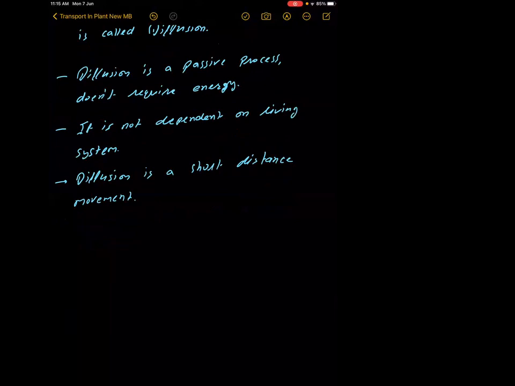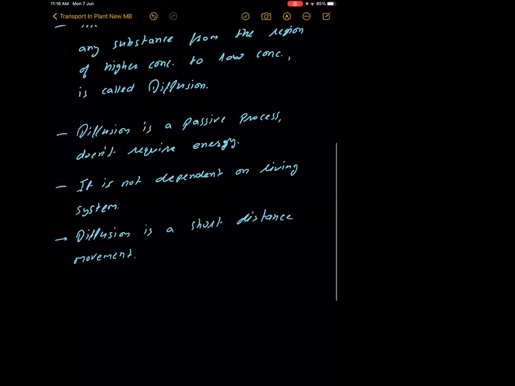This is short distance movement in the cell, because we are studying physiology now, inside the plant body, not outside it. So in different cells, this is short distance movement, not from root to leaf. That is translocation. But inside the root, among the cells, movement of materials is diffusion. Water is not considered here because it is the solvent, so generally it is considered in osmosis. Now diffusion pressure.